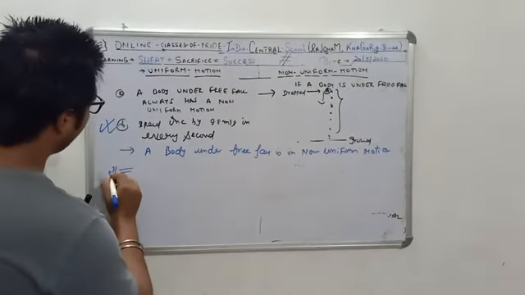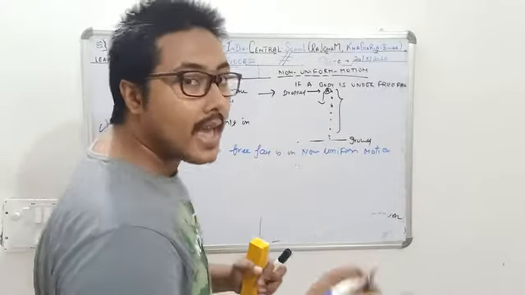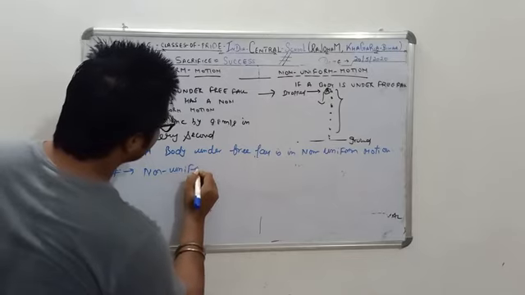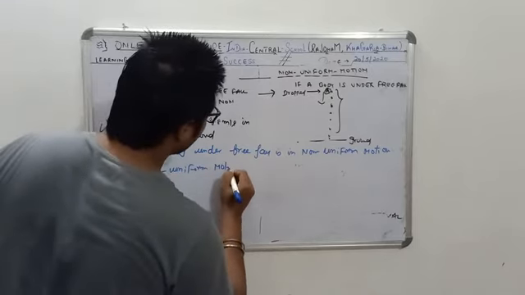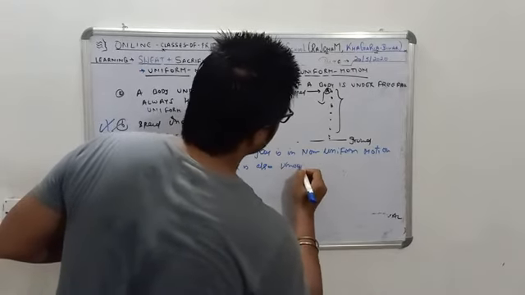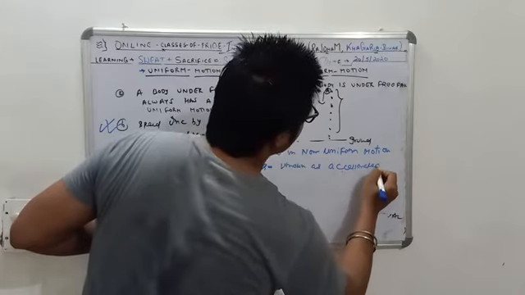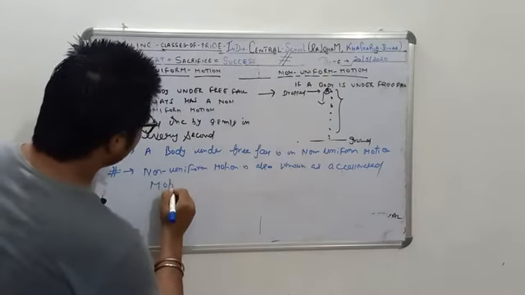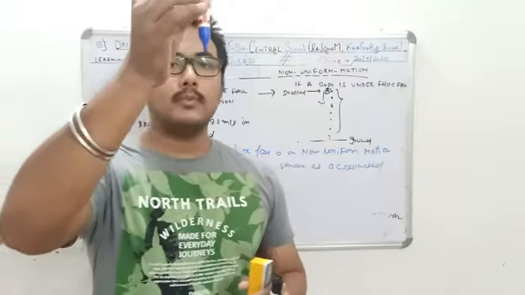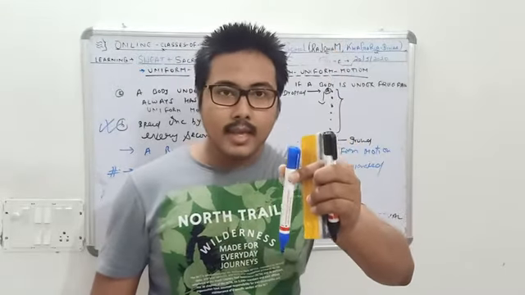The very important point after this is that non-uniform motion is also known as accelerated motion. Non-uniform motion is also known as accelerated motion. That is, suppose a body is under free fall like this, what happens? There is continuous increase in the acceleration of the body.